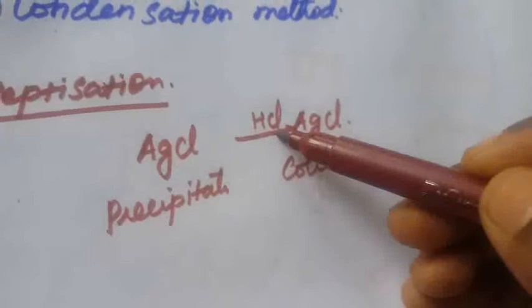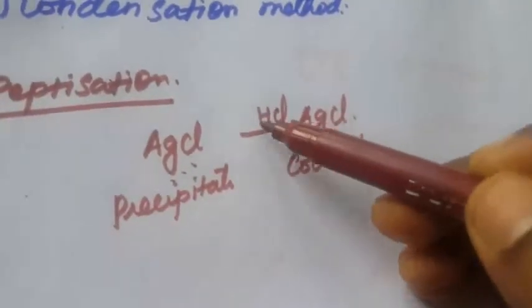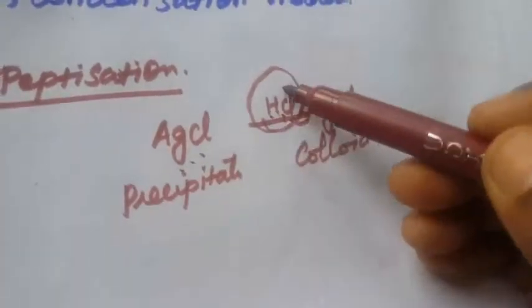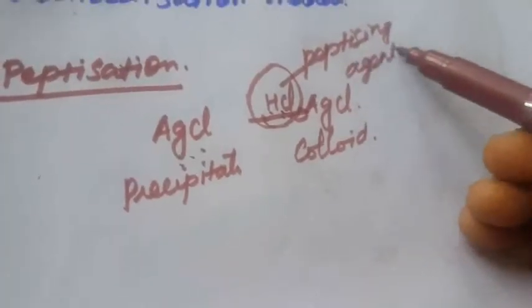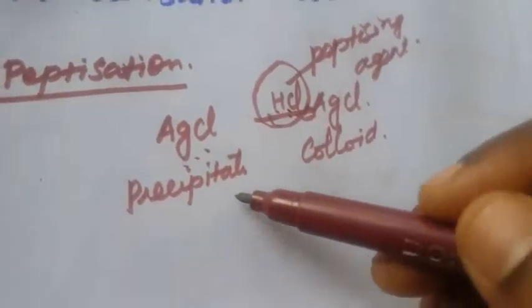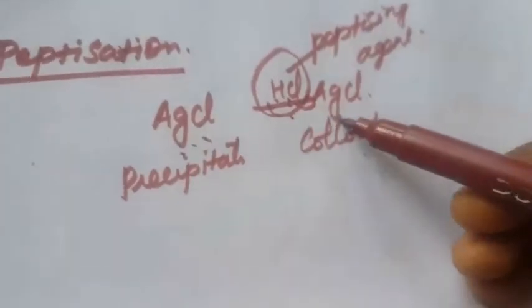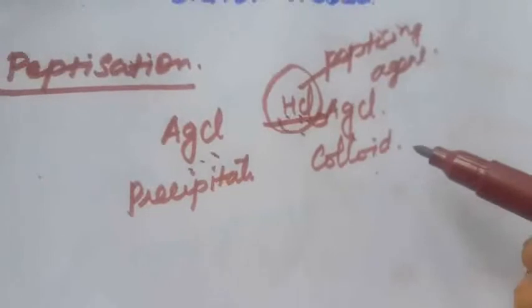Now we take silver chloride and add hydrochloric acid. Here the hydrochloric acid is the electrolyte, called the peptizing agent. Using this peptizing agent, the precipitate is converted into colloid. So silver chloride, when we add hydrochloric acid, is converted into silver chloride colloid. This is called peptization.